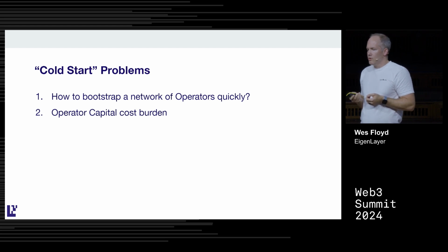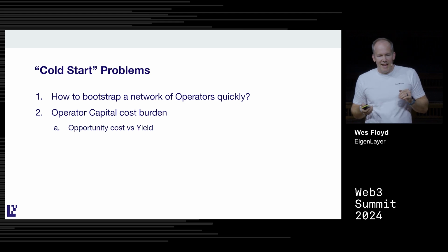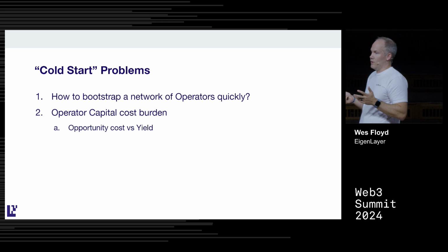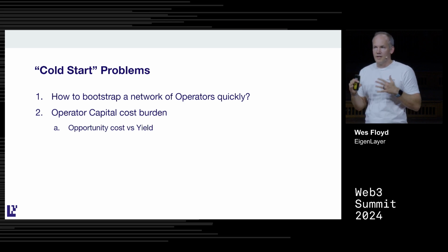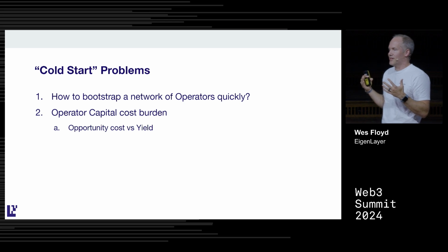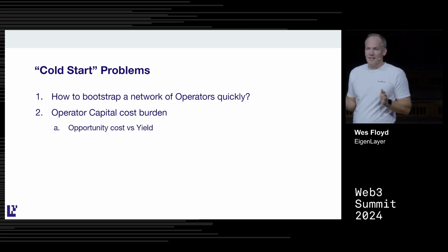So let's talk a little bit about cold start problems. So I want to start a new network. We'll call it WestChain. And as I'm starting WestChain, there's a few challenges that I'm going to run into. First question is, how am I going to bootstrap a network of operators? Am I going to have to go to people in crypto and go on Twitter and say, hey, become an operator on WestChain. It's great. Come hang out. You can be a validator on WestChain. That's a difficult process for any project starting from scratch.